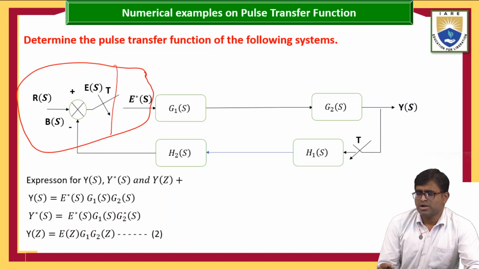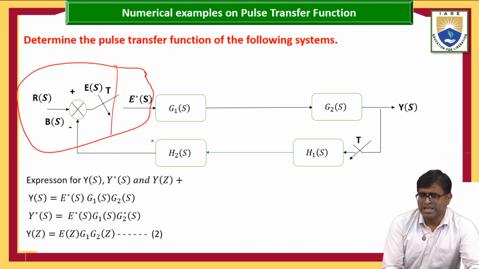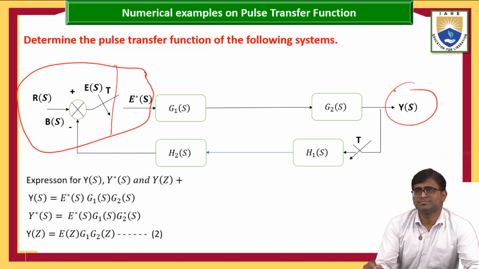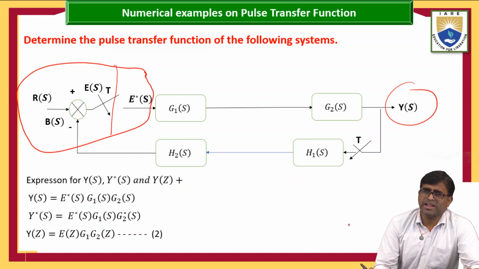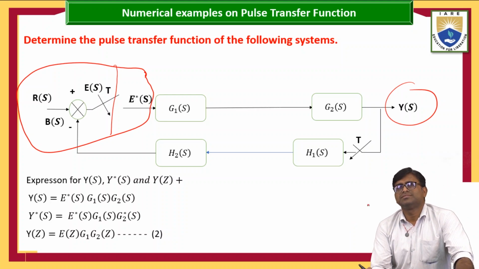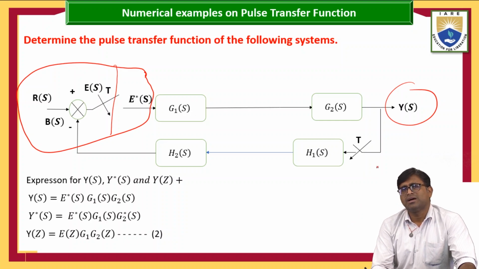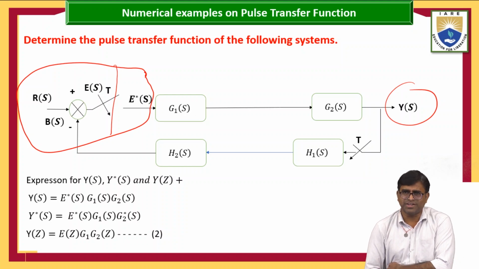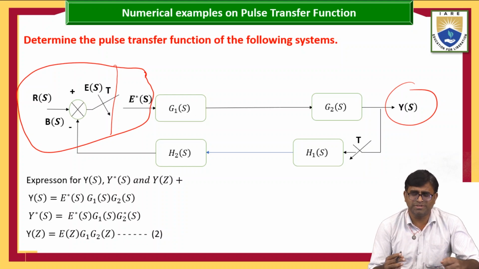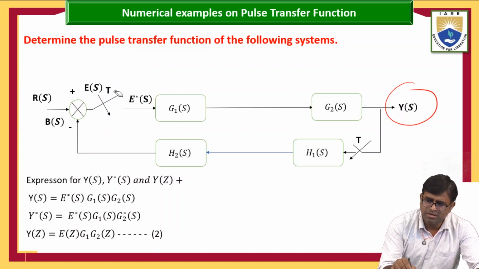Now I am going to another one, calculating the Y of S. After that, what do we have to do? In the case of the pulse transfer function, we have to apply the pulse, that is Y star of S. After that, Z transform, that is Y of Z. This is a procedure we already know. In the previous section I told. So go for this one.